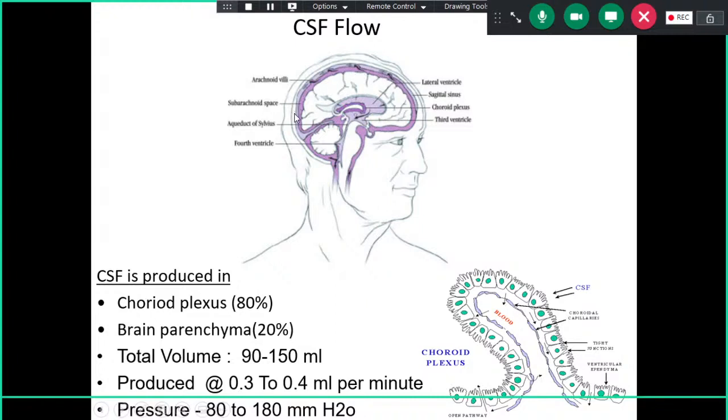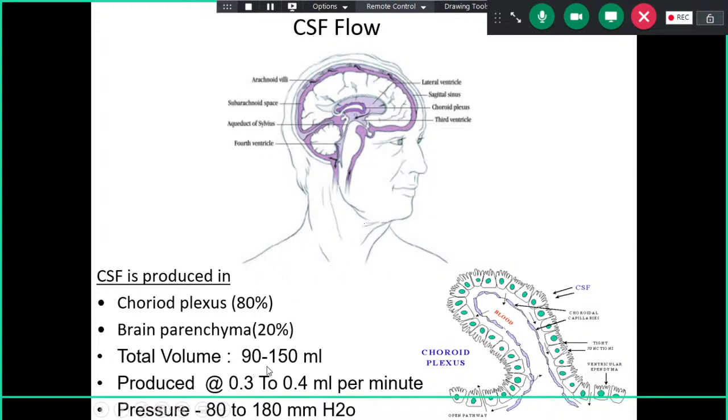So why is CSF important? CSF normally functions as a cushioning effect for the brain, so that if you move your head from one side to another, it will give you some kind of cushion. Plus it will also carry a large amount of metabolic products of the brain, and it will drain finally into the central venous system, carrying the different metabolic products into the venous system.